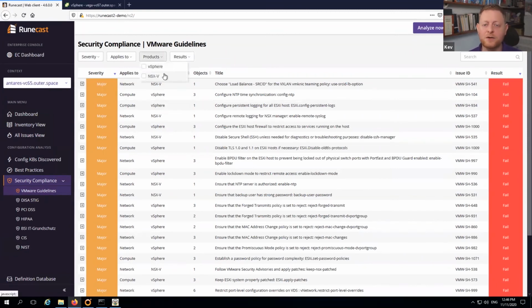These are the various different products. We've got coverage for vSphere and NSX-T. But this vSphere coverage now includes coverage for vSphere 7 as well as 6.0, 6.5 and 6.7. There's not an extra button to go to or anything like that. But if you've got vSphere 7 in your environment, we'll now analyze it against the vSphere 7 security configuration guide.